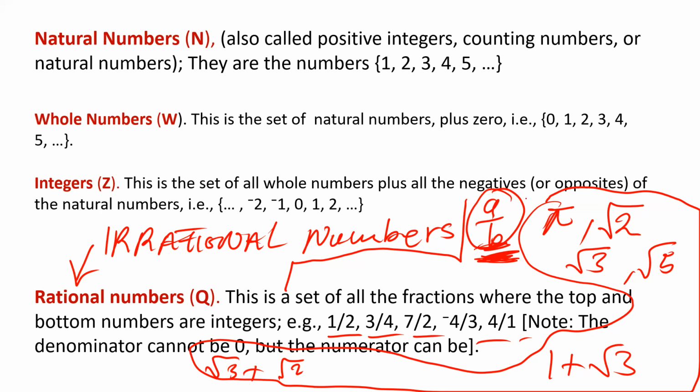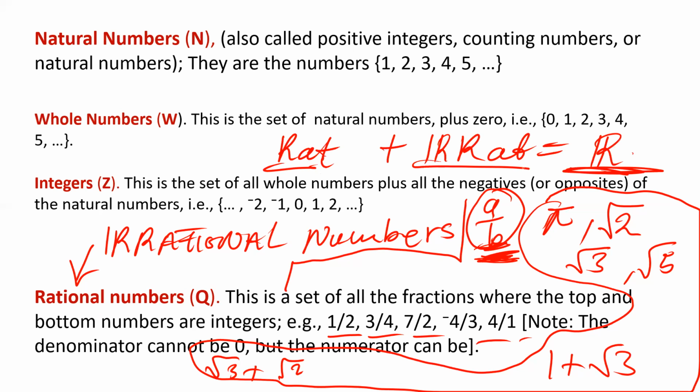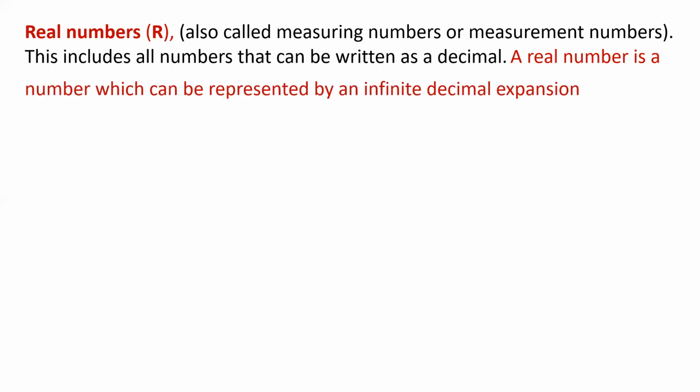Now there's also another special set that is formed by adding rational numbers and irrational numbers. When you add rational numbers and irrational numbers, you form a set that is known as the set of what? Real numbers. This is what we're going to discuss on the next page. Real numbers are also called measuring numbers or measurement numbers. This includes all numbers that can be written as decimals. A real number is a number which can be represented by an infinite decimal expansion.